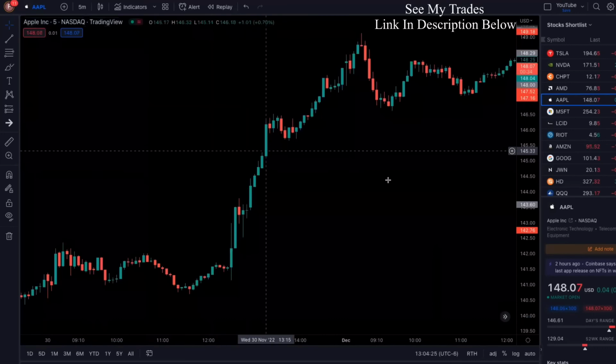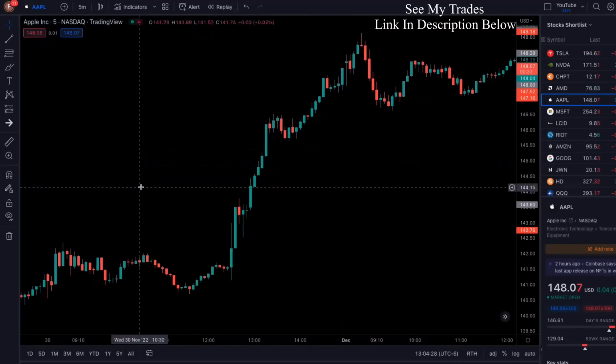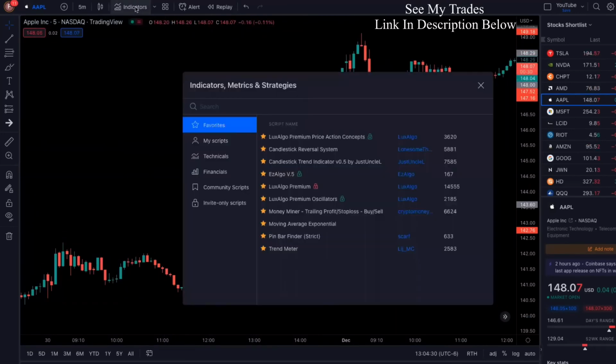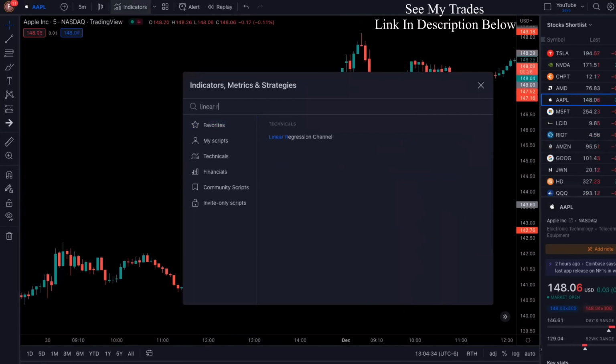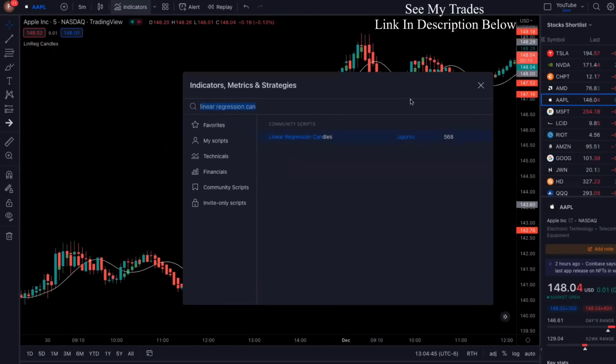This is what your chart's going to look like once you first get into TradingView. The first indicator we're going to add is called the linear regression candles. All right, linear regression, not the channels, the candles. This one right here by UGURVU. Let's go ahead and add that.